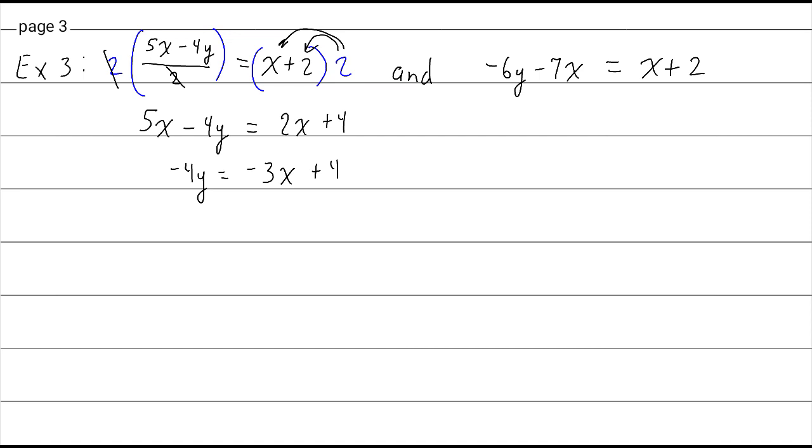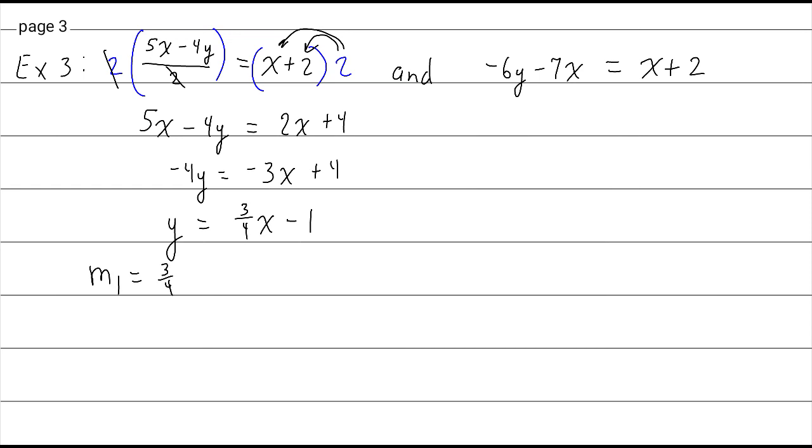-4y divided by -4 is just y. -3x over -4 is a positive 3/4 x. And then 4 divided by -4 is a -1. Again, that constant doesn't really matter to me, right? All I care about is this 3/4. So my first slope is 3/4.